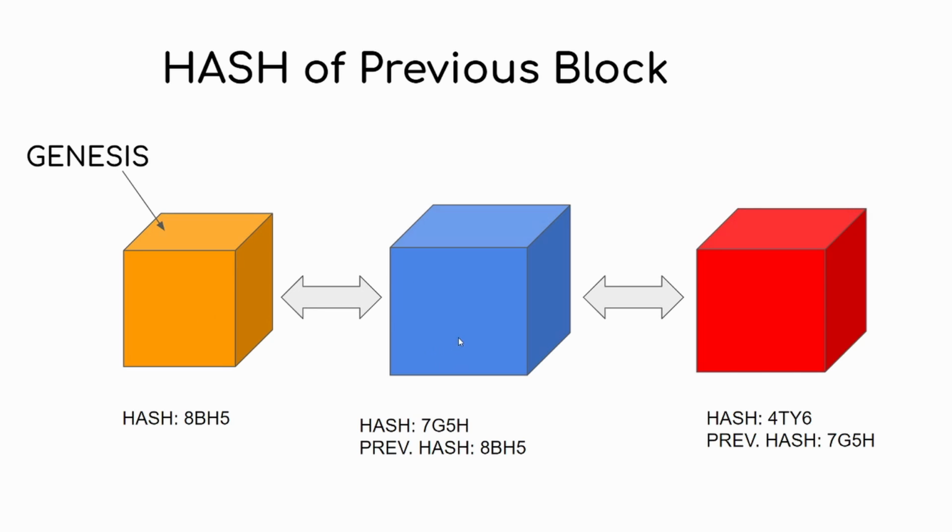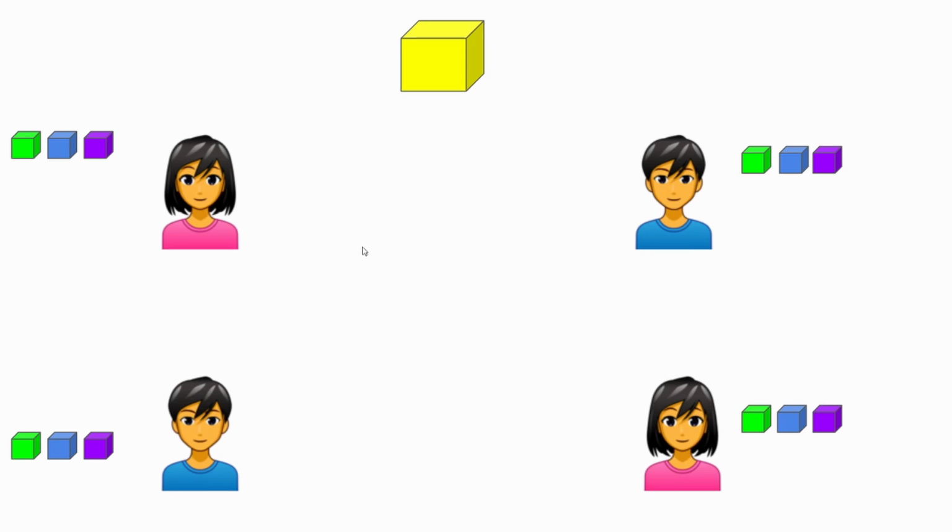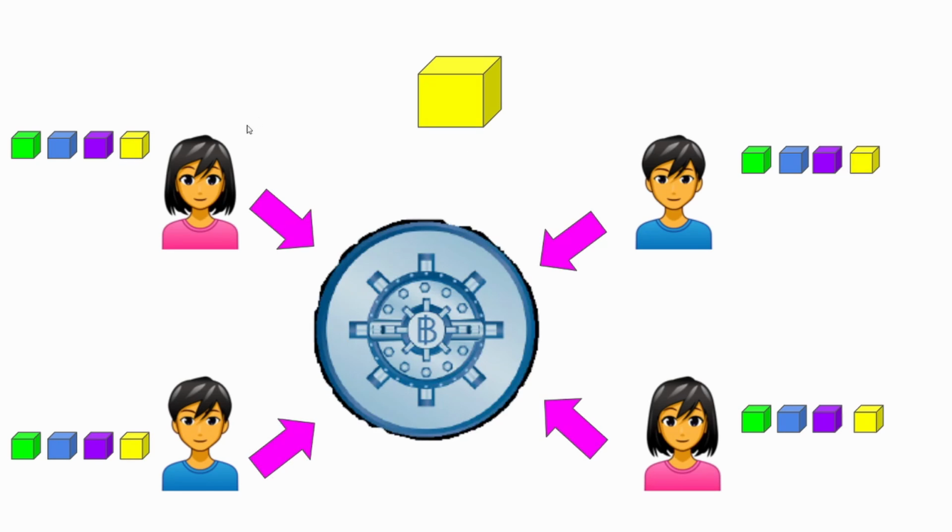Now, another thing that makes the blockchain safe is that it has to be accepted by everyone on the node. So when a block gets added, like this yellow one here, it has to be sent, received, and verified by everyone on the node. And once it's been sent, received, and verified by everyone on the node, this is called consensus.